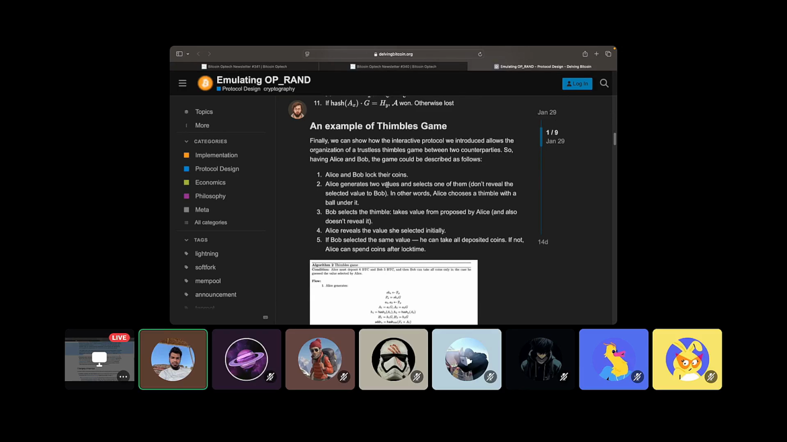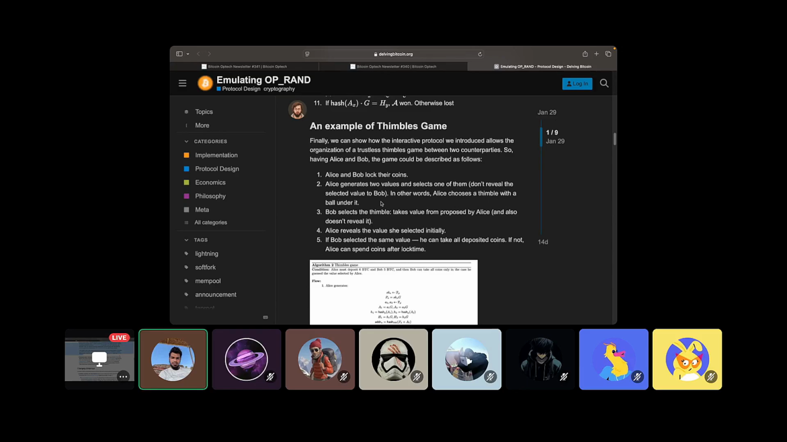All right. So how does this protocol work in practice? We assume that there are two people participating in this protocol. One is Alice, the other is Bob. Both of them lock their coins, and we're all aware of this mechanism. We do this at multiple places in Bitcoin. An example I can give you is a two of two multi-signature account. So Alice and Bob come together and they park or lock their coins in a two of two multi-sig account. Alice generates two values and selects one of them, and doesn't reveal the selected value to Bob.